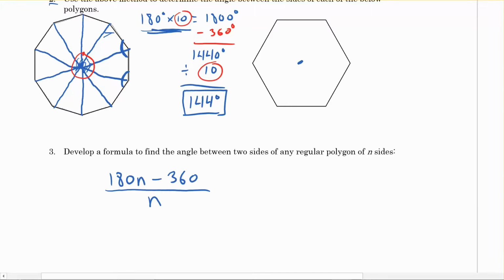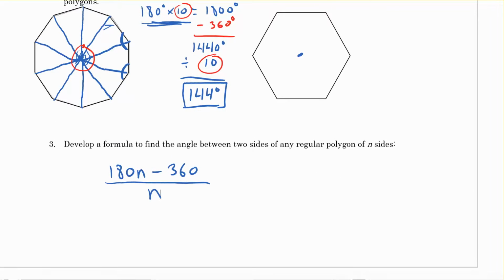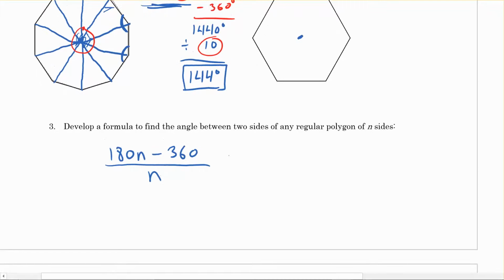Now, this is totally a correct way to write it too, but I'm going to write it a little bit simpler, so we only have to put one n in if we're ever plugging it in. The way I'm going to get there is I'm going to rewrite this expression as 180n over n minus 360 over n. That's what it means. If everything is over n like that, you can rewrite it just like this, right?